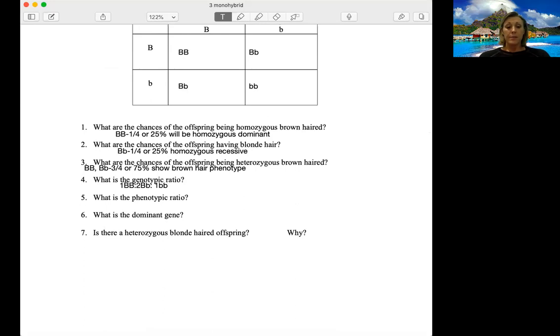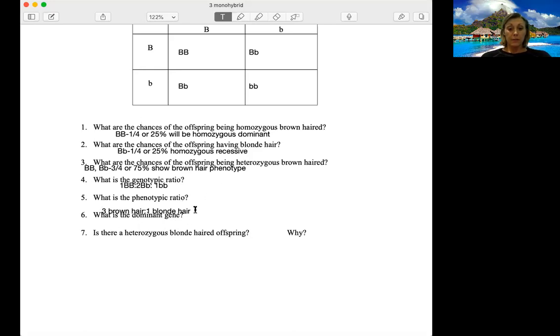The phenotypic ratio is the physical look. So physically, how many brown hair, how many blonde hair? So we got 3 brown hair to 1 blonde hair. Again, when you're writing the phenotypic ratio, make sure you put what they will look like, what physical trait.